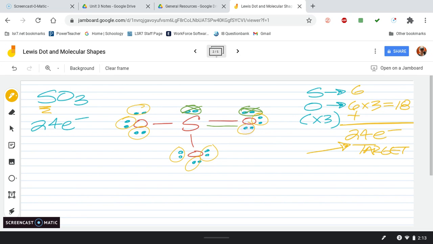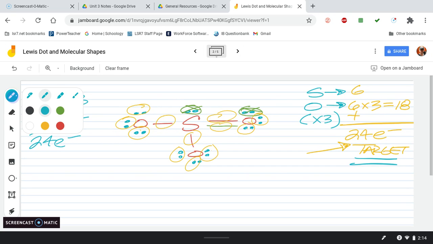2, 4, 6, 8, 10, 12, 14, 16, 18, 20, 22, 24. Now I made a mistake over here. This should say 26, which is what we had a minute ago, and I mistakenly wrote down 24. We want 24. That's the target. And if we count this, this is now 24. So this is the correct structure.